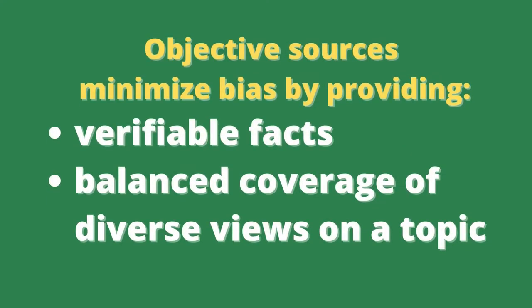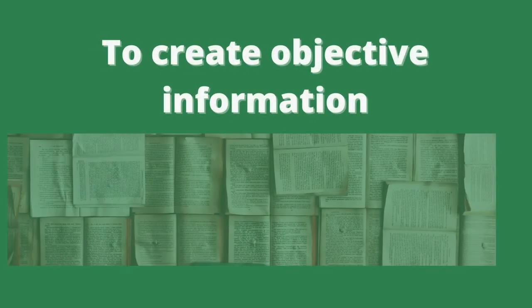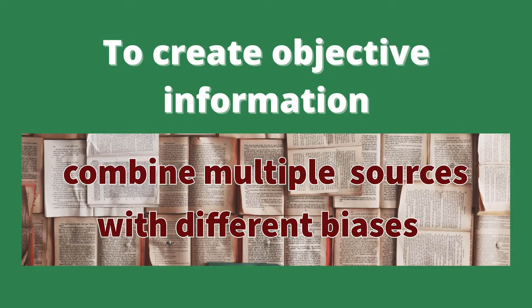Objective sources minimize bias by providing verifiable facts and balanced coverage of diverse views on a topic. To create objective information, you may need to combine multiple sources with different amounts or types of bias in your work. Here are some examples.